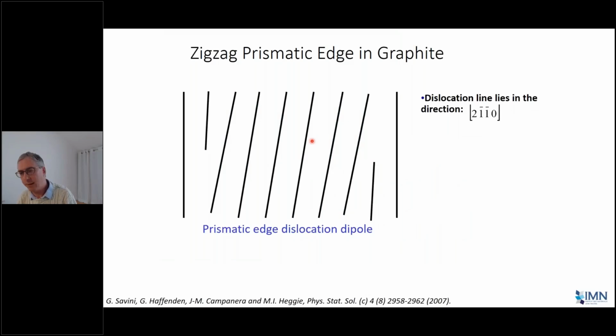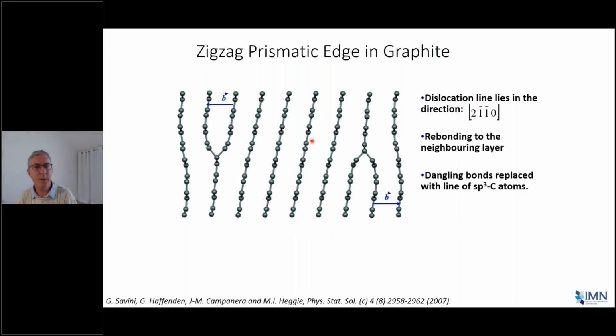If you cut in a zigzag direction, it's not quite the same story, because the zigzag direction is quite reactive, it's quite unstable. So what does it do? Instead of just sitting there on its own, to try and make itself more stable, it bonds into the neighboring layer. And these atoms here end up with an extra chemical bond, and they become over-coordinated.